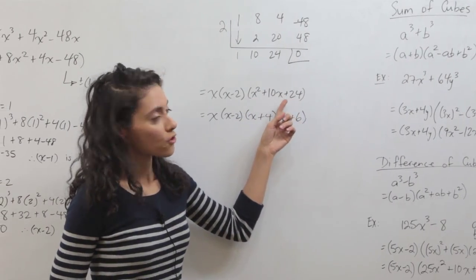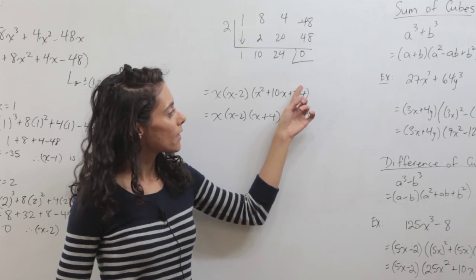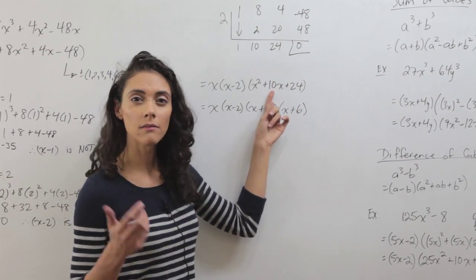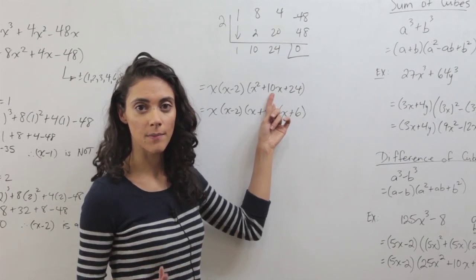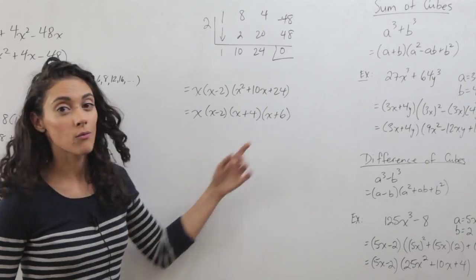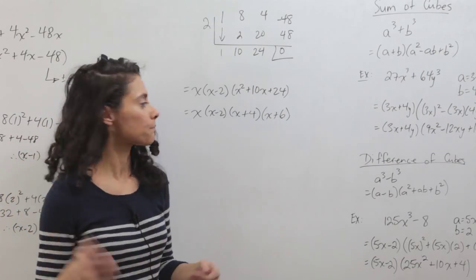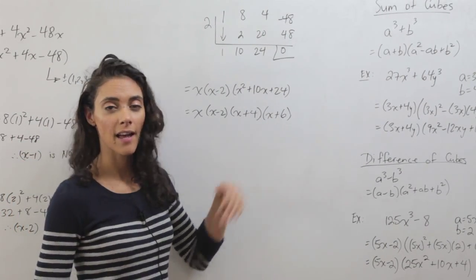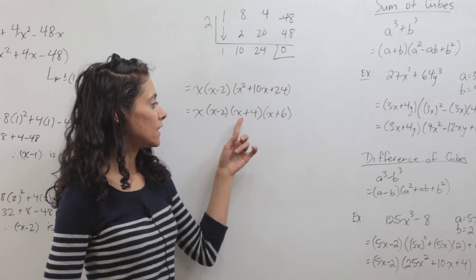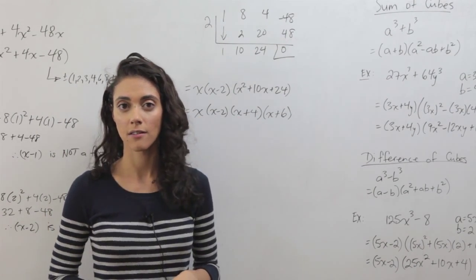Now we just factor this quadratic as we normally do. What multiplies to 24 and adds to 10? 4 and 6. 4 times 6 is 24. 4 plus 6 is 10. And there we have it. We have broken down that big quartic into 4 linear factors. And if we wanted to, we could now state the zeros: 0, 2, -4, and -6.